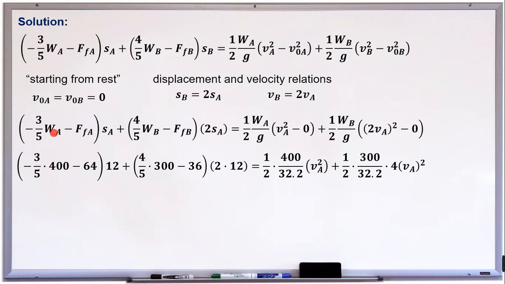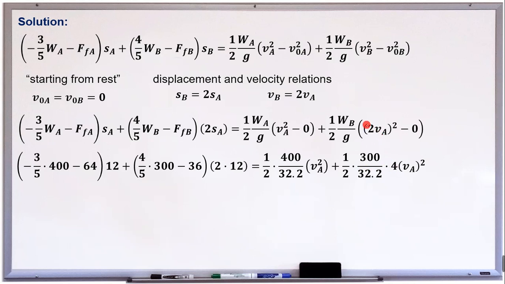So substituting the values, the weight of A is 400, then the frictional force at A is 64, then the displacement of A, as stated in the problem, is 12 feet, then the weight of B is 300, the frictional force at B is 36, then the displacement of block B is twice that of A, so we have here 2 times 12, then equal to 1/2 times the weight of A, that's 400, all over the value of the acceleration due to gravity of the earth in feet per second squared, that is 32.2, multiplied by the final velocity of A squared, plus 1/2 times the weight of B, that's 300, all over the earth's acceleration due to gravity, times here we have 4.